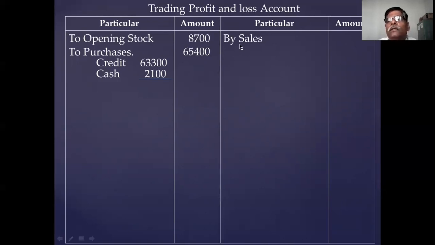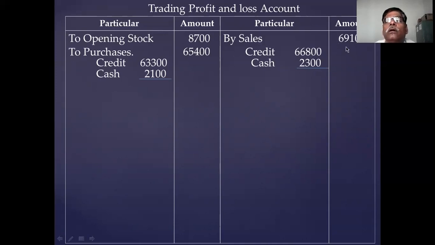In the credit side, first I take sales. In the sales, first I'll take credit sale, from the debtors account. Then I'll take cash sale, which is from the cash book. Total of this is 69,100. It is already given in the problem also.